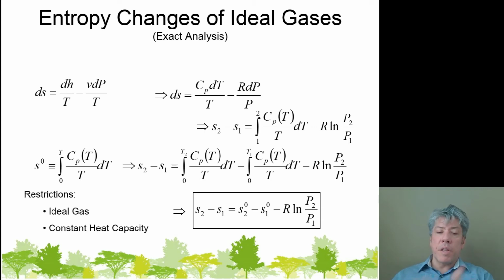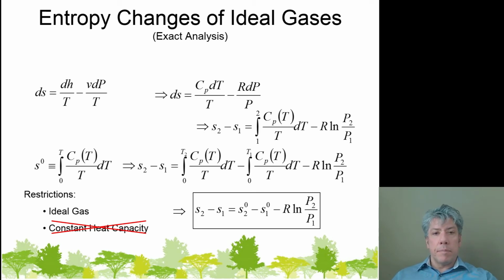So the restrictions on this equation are a little bit less than what we had before. We're still working with an ideal gas. We still have to assume the gas behaves ideally, or at least close enough to it that we can assume that. And are we assuming constant heat capacity? No. We've relaxed that one. That one's gone. The only assumption so far is that we're dealing with an ideal gas.